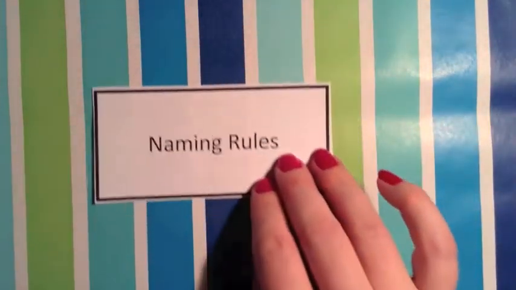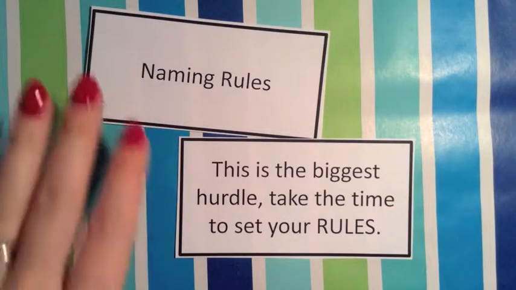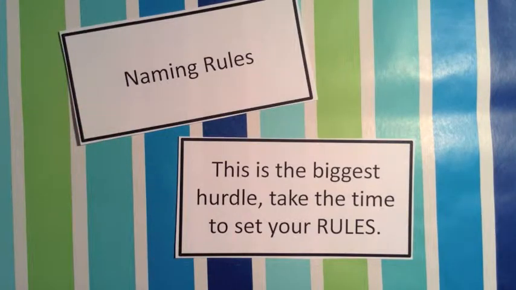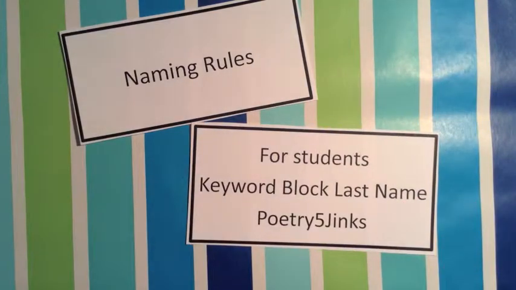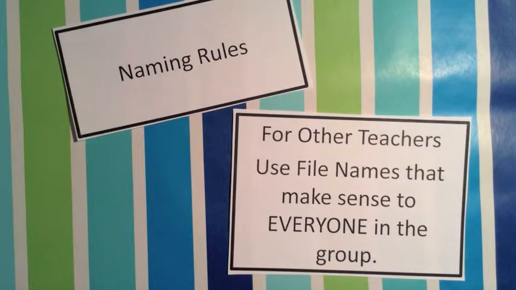Now, in order to make this work, we need to come up with some ground rules, or what we call naming rules. This is the biggest hurdle. It takes a little time in the beginning, but the time will pay off. For students, consider something like a keyword, a block, and a last name. So for this assignment, it's a poetry assignment, 5th block, and the student's last name is Jinx. For other teachers, use file names that make sense to everyone in your group, and be careful not to repeat the file name over and over.